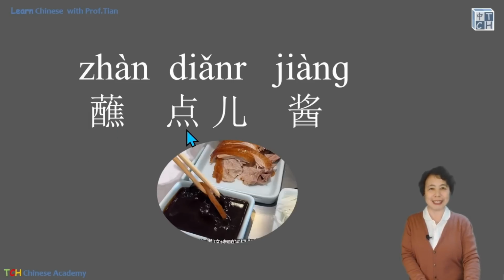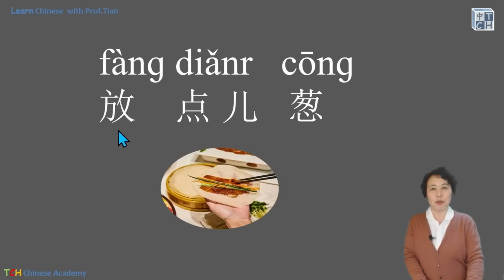So 蘸点酱。And the next step is 放点葱。So you take a 卷饼 either on your hand or on a plate, and then you put the 鸭肉, and also you put some 黄瓜, cucumber, and the green onion. So 放 is put. 放点葱, 放点黄瓜, or something like that. So also here, 一点, a little bit.